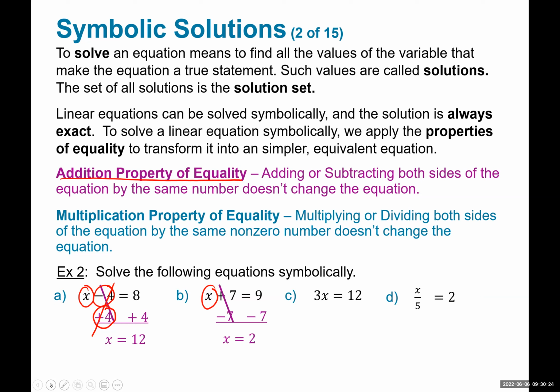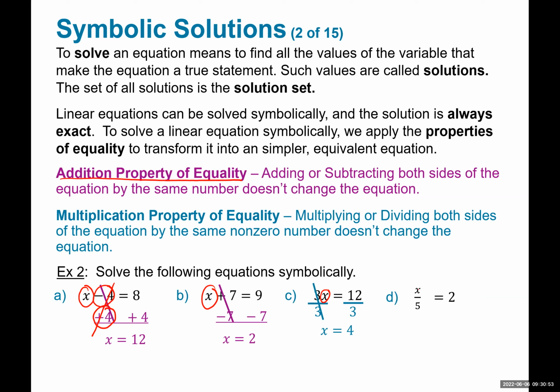Inverse property of multiplication is division. So this is 3 times x. So that x is multiplied by the 3. We're going to divide by 3 in order to get x by itself in this case. And so remember that 3 divided by 3 is 1. So that leaves us with 1x equals 4. You can always check your work by plugging that number back into the original equation and seeing if it holds true. So 3 times 4 does equal 12.